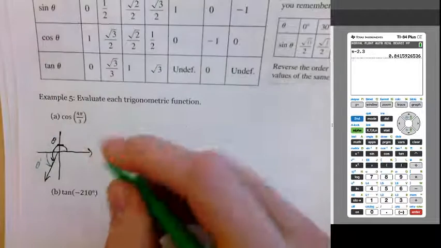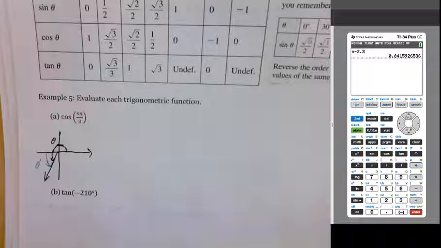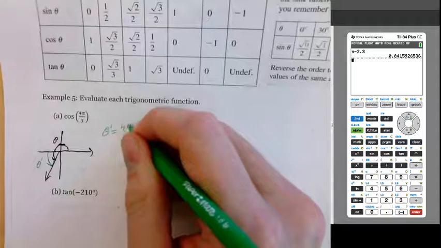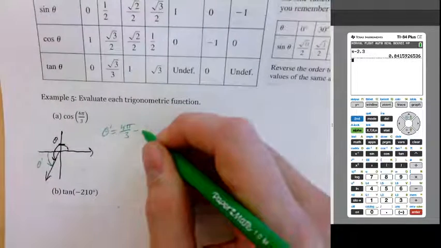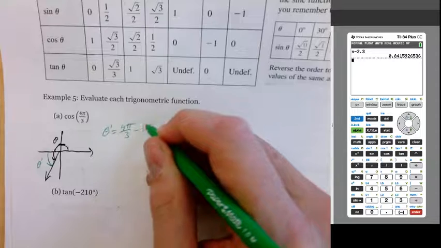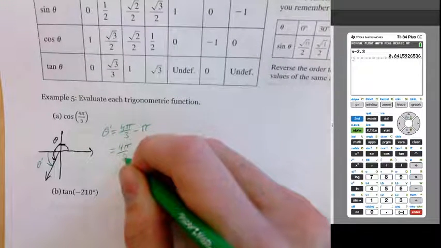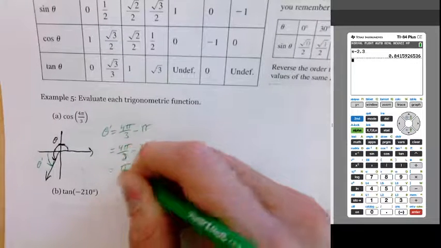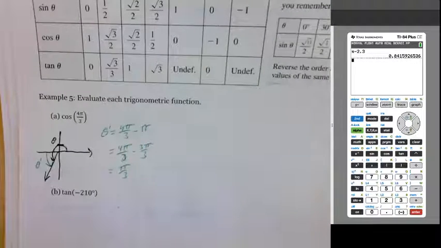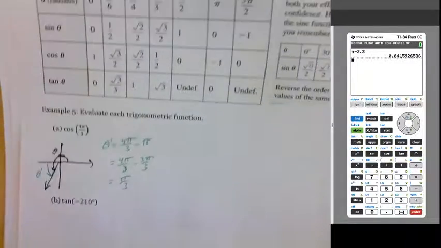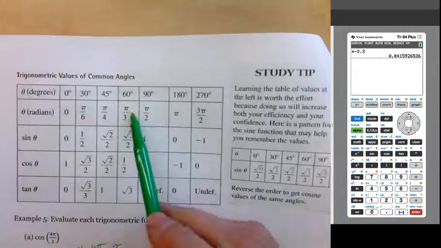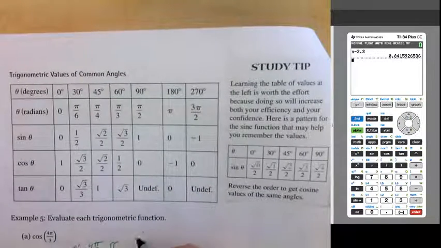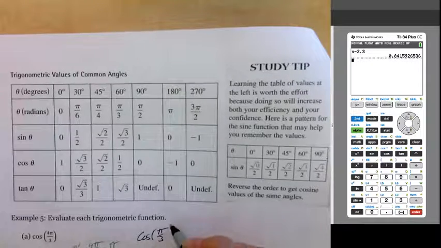To find that, just like on the previous page, it tells us to do theta prime is equal to theta, which is 4 pi over 3, take away pi, which we can represent as 4 pi over 3 minus 3 pi over 3, which is pi over 3. So theta prime is pi over 3. So if we look at pi over 3 up here, find cosine, it's 1/2, right? So cosine of pi over 3 is 1/2.